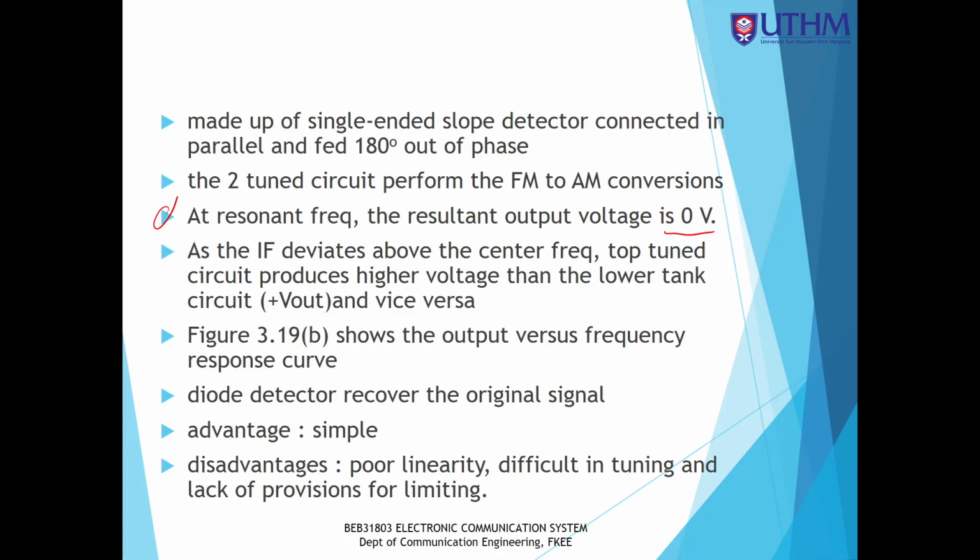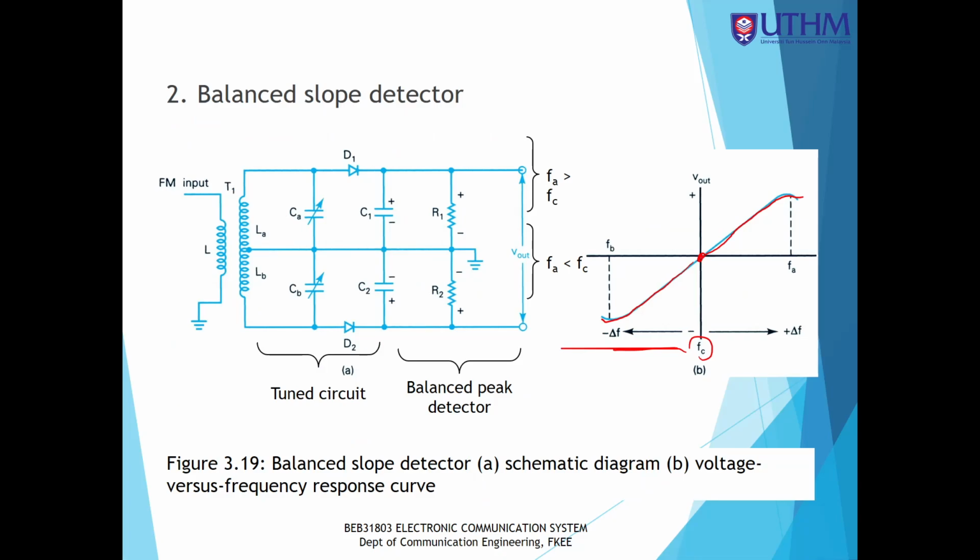As the IF deviates above the center frequency, the top tuned circuit will produce higher voltage than the lower tank voltage. So that's why you're going to produce a positive output. And when the IF frequency at the input deviates below the center frequency, the top tuned circuit produces lower voltage than the lower tank circuit, and it will produce negative output voltage. So what is the tank circuit? The first tank circuit here, and also the second tank circuit above and below.